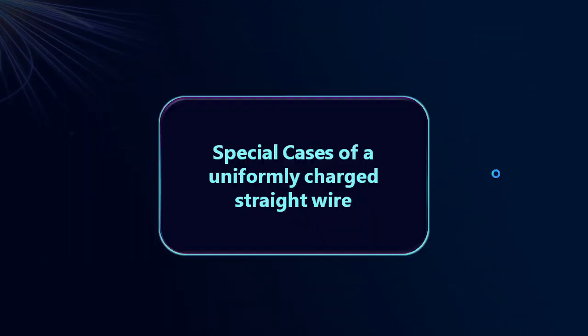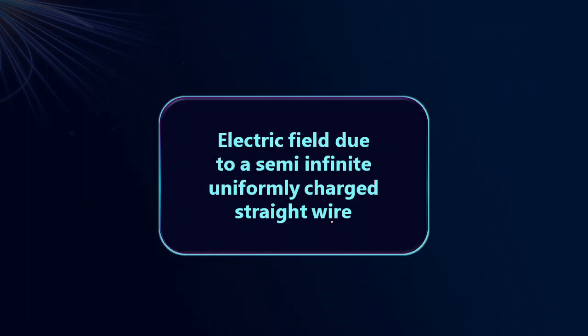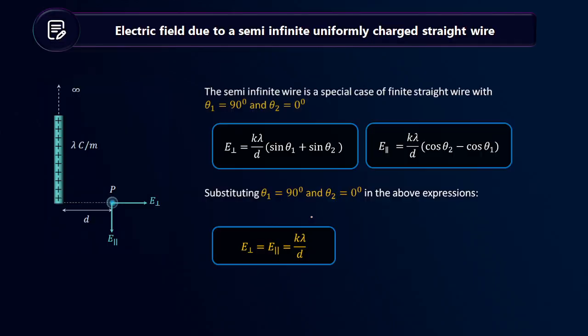Simple. Now, there are some special cases of a uniformly charged wire. Let us see one by one. First special case is the electric field due to a semi-infinite uniformly charged straight wire. If we have a straight wire which is semi-infinite, what will be the electric field, right? So here we considered one wire having charge density lambda coulomb per meter.